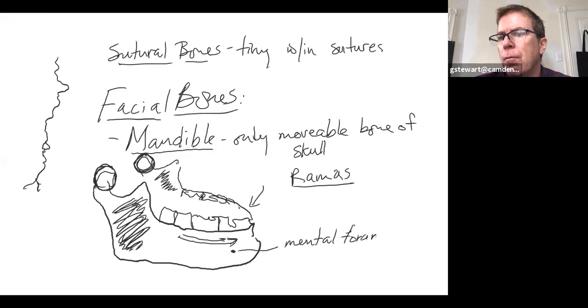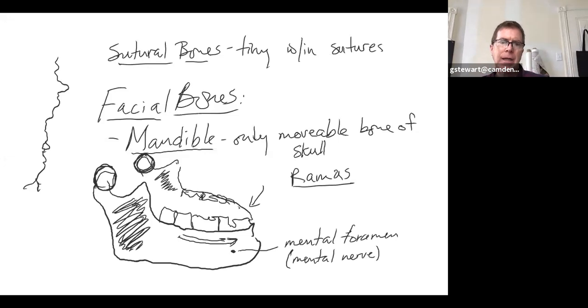So there's a hole that the mental nerve goes through. There's two of those. They're just located on either side of the midline of that mandible.